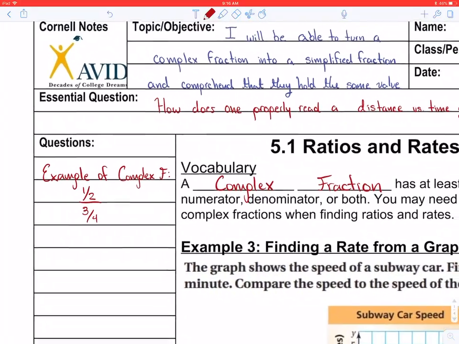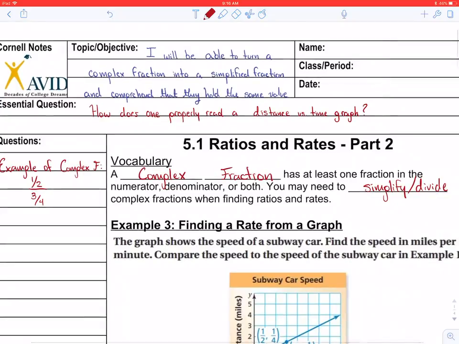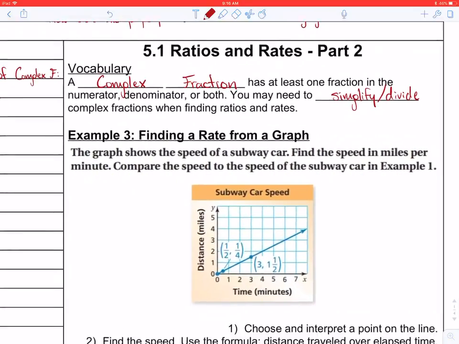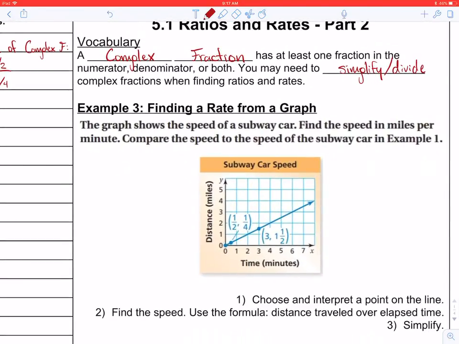Let's go ahead and take an example of where we would actually use this kind of complex fraction. So in example 3, we have that the graph shows the speed of a subway car. Find the speed in miles per minute. Compare the speed to the speed of the subway car in example 1. So we've got this graph here, and we're going to have to understand how to read it before we actually are able to analyze it.